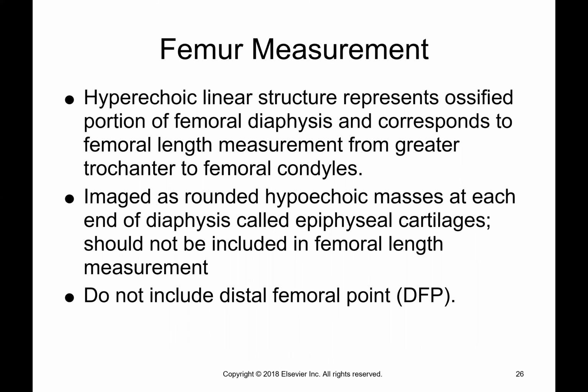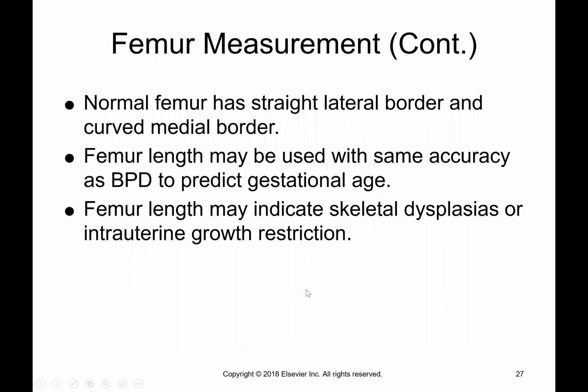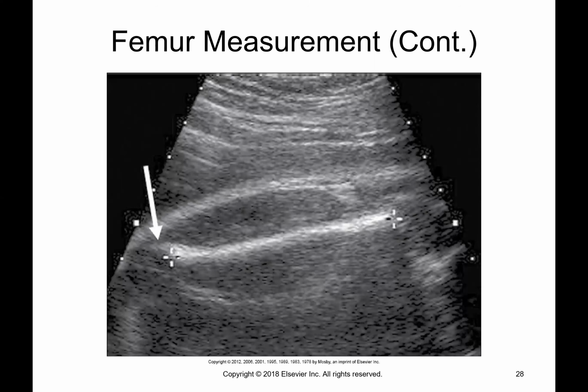It's a pretty easy measurement because it's just straight across. But one thing I want you to be sure of is to not include the distal femoral point. And I'll show you what that is in just a second. The normal femur has a straight lateral border and a curved medial border. And the femur length is about the same accuracy as the BPD. Now there are growth restrictions that can happen and skeletal dysplasias that would make the femur small, but if it's a normal femur, it should be about right on with your gestational age.